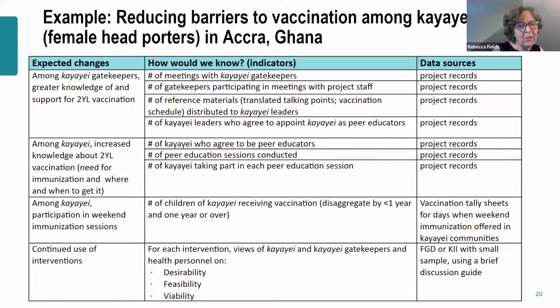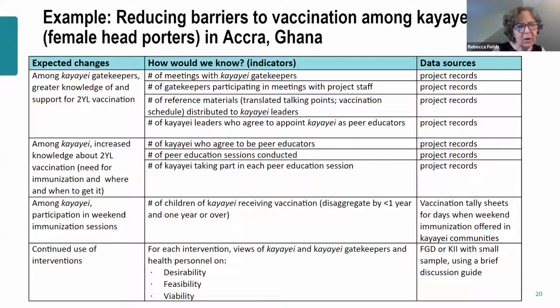So the expected changes that we were looking for included the following, looking at the left-hand side of this table. Among the Kayaye gatekeepers, we wanted to see greater knowledge of and support for second year of life (2YL) vaccination. How would we know that this was actually happening? What were the sorts of indicators that we had?